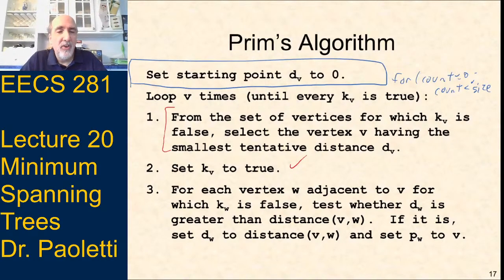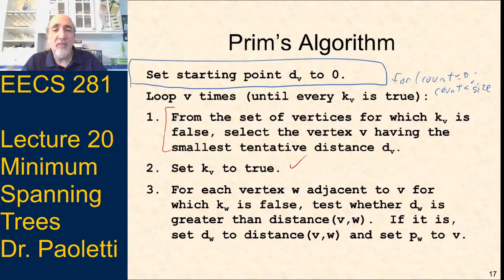Then step 3 says for every vertex w adjacent to the one we just picked, if that adjacent one is false, test whether we've got a better way to reach that vertex. So test whether dw, that's what's in the table, is greater than the distance from v to w. Basically we're asking, did v find us a shorter way to connect w to the set of innies? If it is, we change dw to be that distance that we calculated, and we set the previous of w to v. Now, you can use different variable names, obviously, but it's going to become a lot more clear when we run through an example.